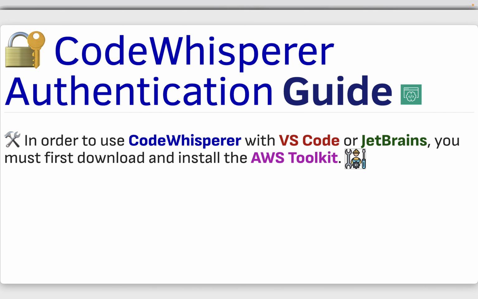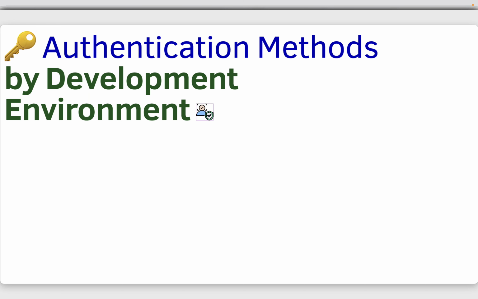So CodeWhisperer authentication guide. In order to use CodeWhisperer with VS Code or JetBrains, you must first download and install the AWS Toolkit. So in VS Code, if you go to the extensions or the plugins, you can search and install that on VS Code. Same for JetBrains.